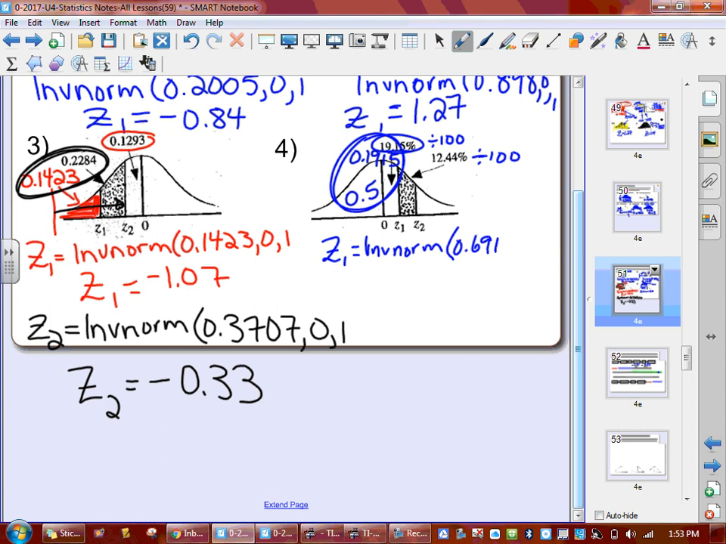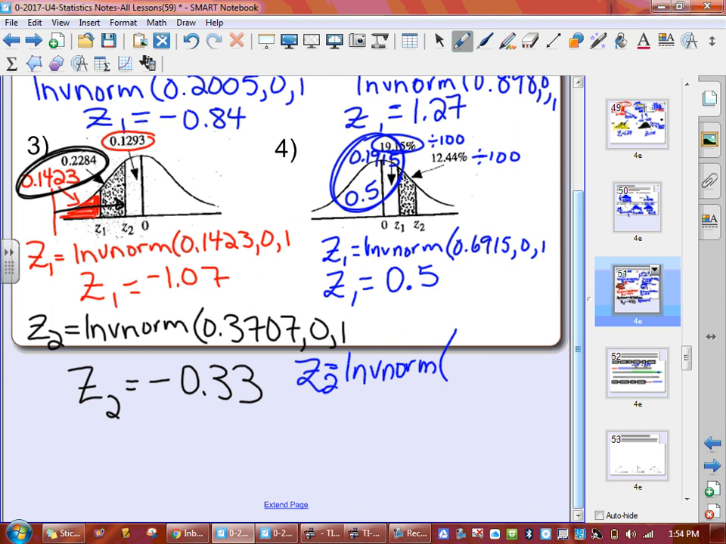To find Z2, I'm going to use my inverse norm again. And now I have to add my third digit, 0.1244. I need to add that number to my 0.6915. So I'm going to have 0.8159, comma 0, comma 1. And we get Z2 to equal 0.9. Okay, check your work. This is the end of lesson E.